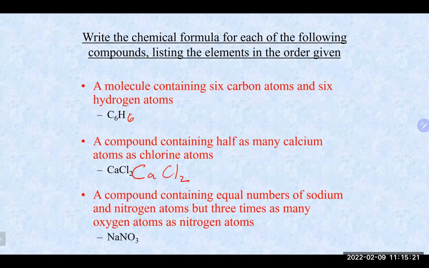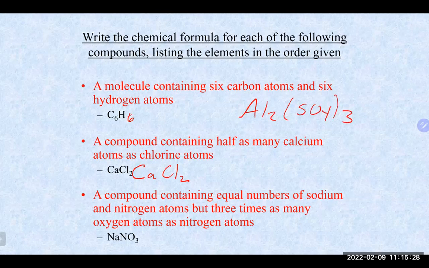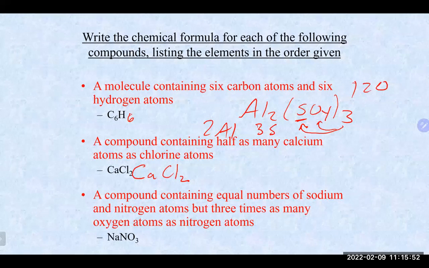Now, if we did have a formula, say like Al2(SO4)3, how many aluminum atoms would we have? We would have 2 aluminum. How many sulfur atoms would we have? We would have 3. So when something is in parentheses and you have a number on the outside, you do need to multiply it into both elements here. That would give us 3 sulfurs, and that would then give us 12 oxygens.